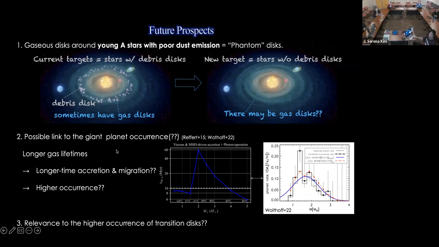And it may be interesting to consider possible links to the gas giant occurrence as a function of stellar mass. As in our model, the gas giant occurrence peaks around 2 solar mass stars. If we assume gas giants form more easily in longer-lived disks, then a higher occurrence may be achieved, but more investigations are of course needed. And our results may also be relevant to the higher occurrence of transition disks around Herbig Ae/Be stars. So this is a topic of future investigations, I think.